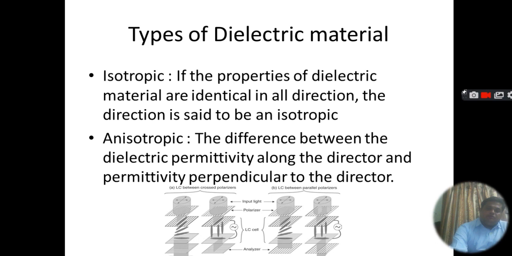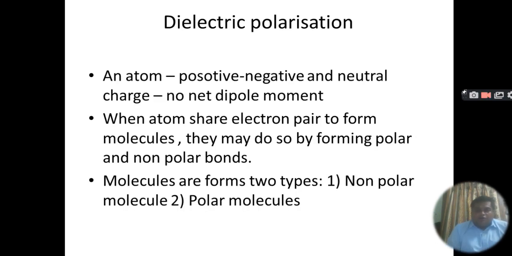Now we are going to discuss the question. We already know the positive charge and negative charge: the center of positive charge is the nucleus in the atomic structure, and electrons act as negative charge and revolve around it, but there is no net dipole moment because of the equilibrium condition. But when atoms share electron pairs to form molecules, they may produce polar or non-polar bonds. As per the molecular structure, there are two types: polar molecules and non-polar molecules.